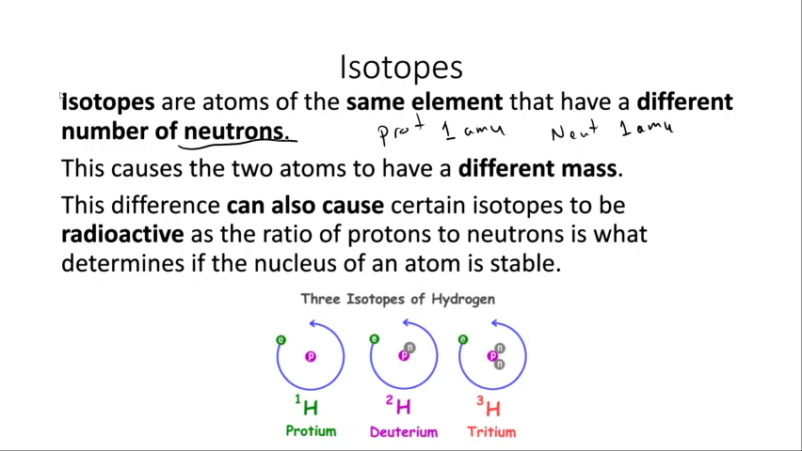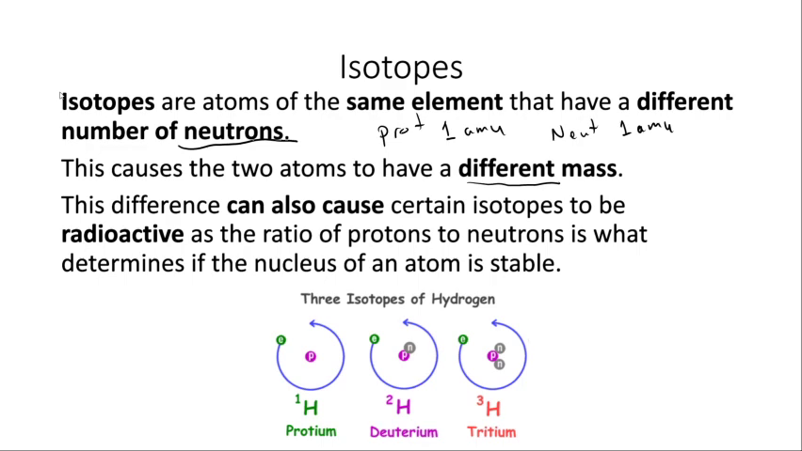So if you have an atom of the same element that has a different number of neutrons, it's going to cause the two atoms to have a different mass, right? This difference can also cause certain isotopes to be radioactive, as the ratio of protons to neutrons is what determines if the nucleus of an atom is stable.